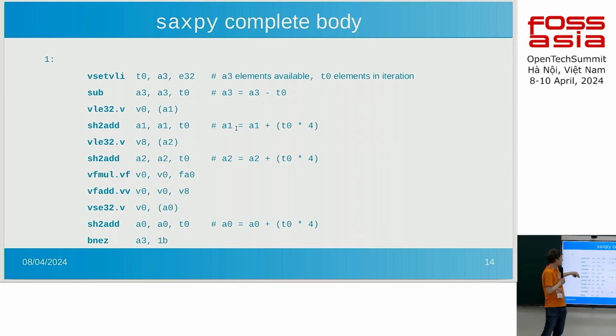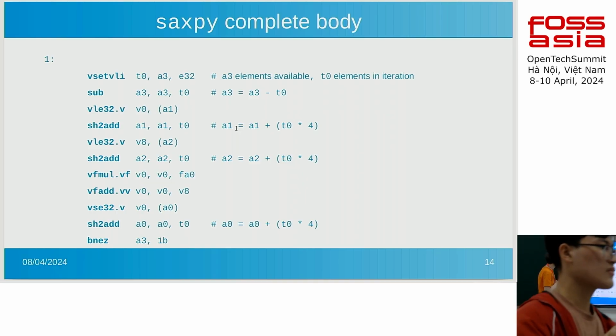So we again have our set vector length, then we count down. A3 is the counter, so we just subtract. We are going to process T0 elements, so we can subtract T0 from A3 and update A3. And here at the end, we check if A3 is not equal to 0, then we go back to 1.